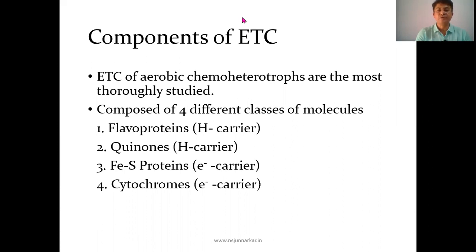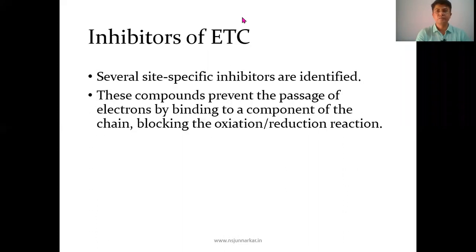The protons are pumped to the intermembrane space in case of mitochondria, whereas in case of bacteria, the protons are pumped into the periplasmic space, and this generates the proton motive force due to the accumulation of protons in the intermembrane space or in the periplasmic space. Whereas electron carriers simply transport electrons from the electron donor to the next electron acceptor or next electron carrier.